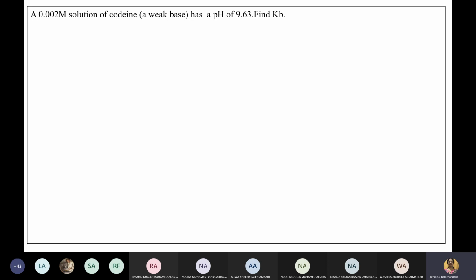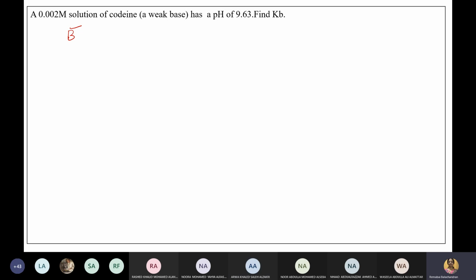0.002 molar solution of codeine. It's a weak base. Has pH 9.63. Find KB. You don't know the formula of the base. So if you don't know the formula of the base, you can write it as B minus.